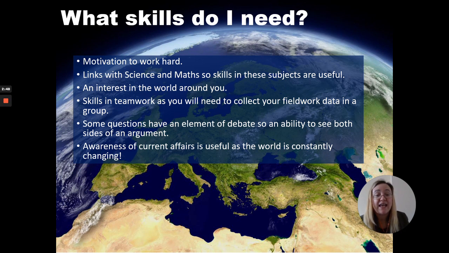You need to be able to work in a team, because when you collect your data, you'll do that in groups. And in some of the questions, there is actually an element of debate. So things that you might have done in English, like recognising both sides of the argument and then drawing your ideas together into a conclusion, will be really helpful for GCSE Geography.